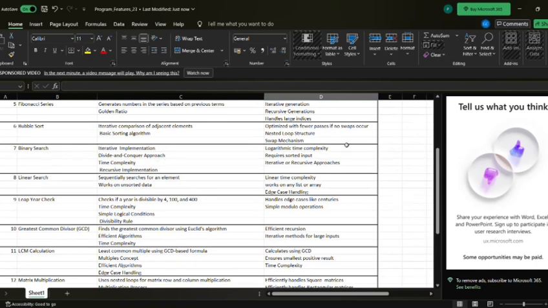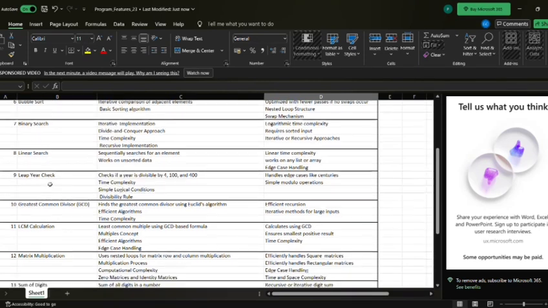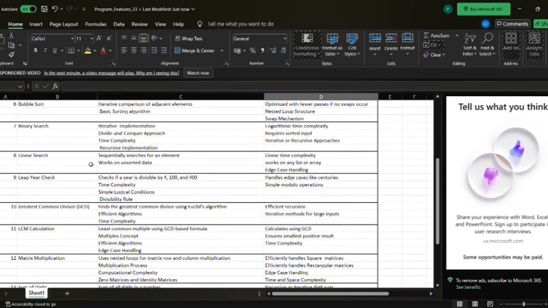7. Binary search: divide and conquer approach. Binary search efficiently finds a target value in a sorted array by repeatedly dividing the search interval in half. Requires sorted input: binary search only works on sorted data.